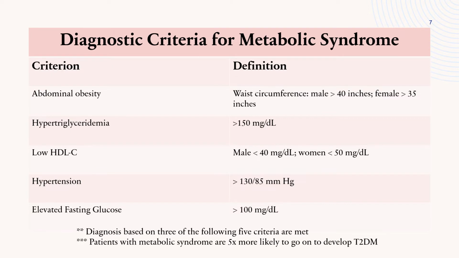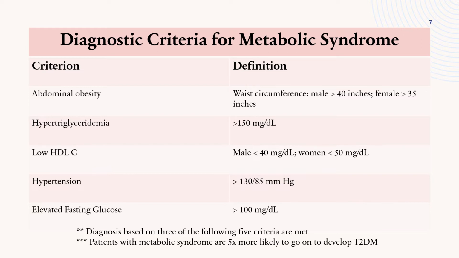Metabolic syndrome, according to the Revised Adult Treatment Panel, is diagnosed when 3 of the following criteria are met. So central obesity or abdominal obesity, this is defined objectively as a waist circumference in men larger than 40 inches or in females larger than 35 inches. Hypertriglyceridemia, or high triglycerides, so higher than or equal to 150 milligrams per deciliter. Low HDL cholesterol, so when our good cholesterol is not high enough. In males, we define that as less than 40, and in females, less than 50.